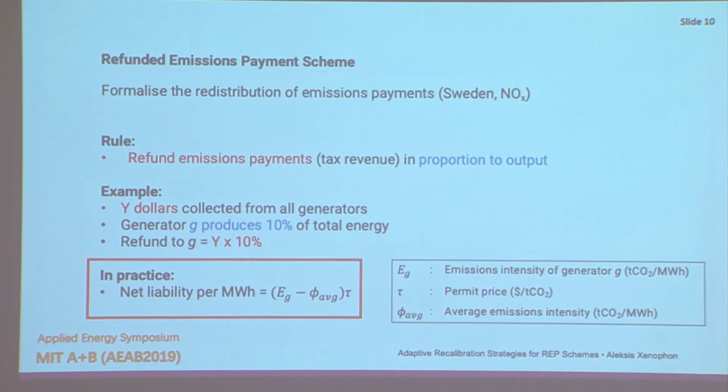So if we collect Y dollars from all generators over the course of a year, and generator G produces 10% of total energy, then the refund to G is going to be Y multiplied by 10%. Now, in practice, it's a little bit cumbersome to first collect all this money and then give it out again. So what this scheme really boils down to is this, which is shown in this red rectangle, which is the net liability per megawatt hour. So the net penalty or credit is equal to the emissions intensity of a given generator minus the average emissions intensity of the system multiplied by the permit price.